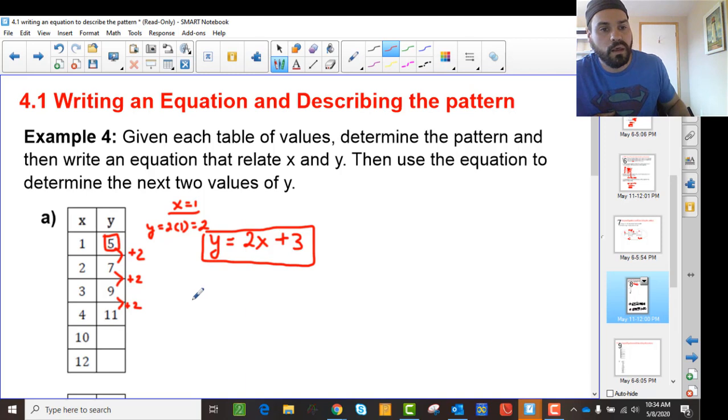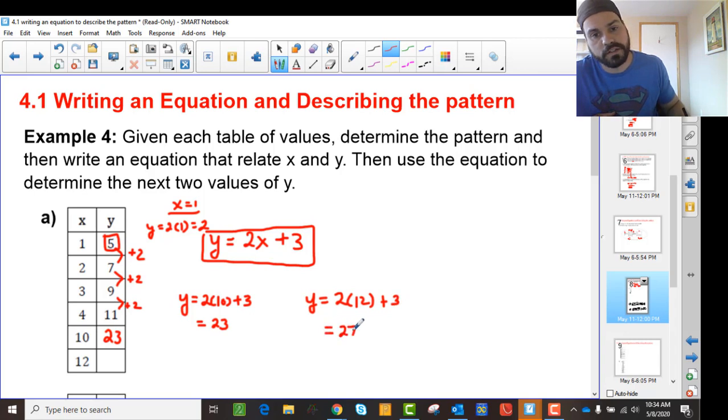Okay. Now I can plug in 10, which is my x value that's there, and I'm going to get 23. I get 20 plus 3. So this is 23. Okay. And then I can plug in 12 and get 2 times 12 plus 3, and that's 24 plus 3, so that's 27. So I get 27 here.